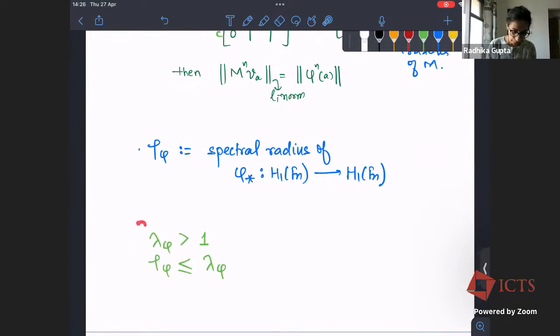Let's take this as a fact: for these fully irreducible automorphisms, the stretch factor is always strictly bigger than 1. They're mixing everything up, so somehow they have to stretch things enough. And it's possible that the map is in fact trivial in homology. So the homological stretch factor is always bounded from above by the geometric stretch factor.